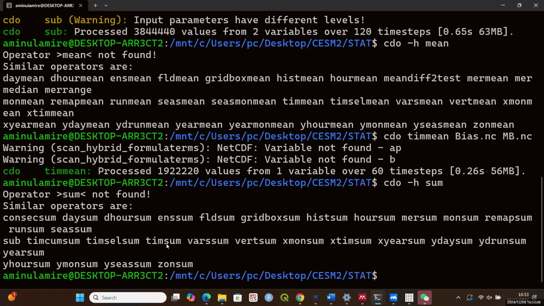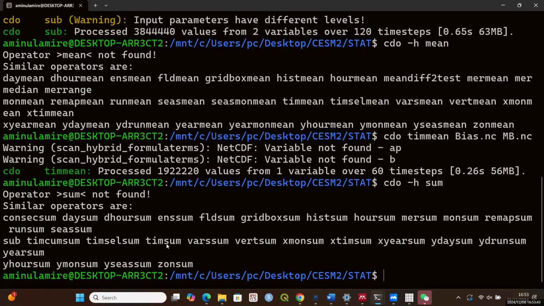But what we did later, after we calculated the subtraction, we just did time mean within the file. But for additions, we use time sum. We can use time sum, so it will calculate the total. If you are doing rainfall and you are going to move from daily to monthly, time sum. Just do time sum, then you'll get your monthly totals of rainfall.